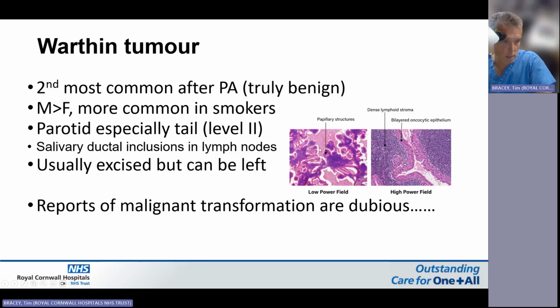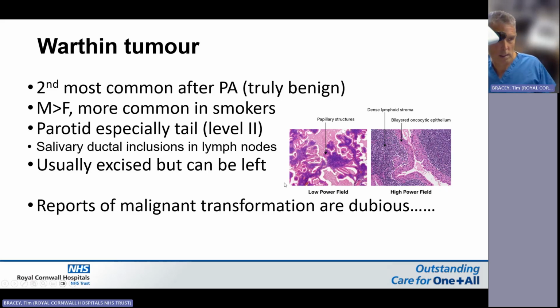The cystic fluid, which can be variable, sometimes these are predominantly cystic, sometimes they're predominantly solid, contains some sloughed off epithelial cells, and these can sort of round up and look a little bit scary sometimes on a cytology smear, so that's worth bearing in mind. And reports of malignant transformation are dubious. I don't really believe that these turn malignant.